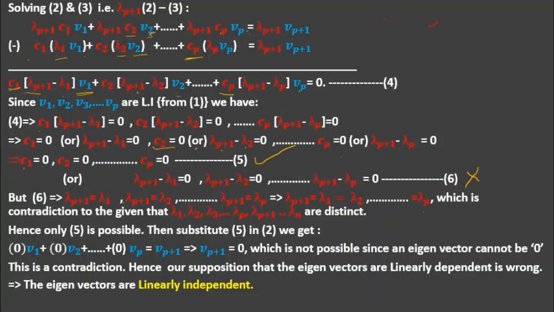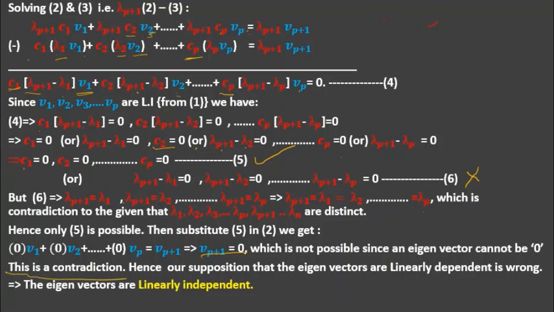Now take this up to this, C10, C20 and so on, Cp0, and substitute in equation 2 where you have a linear combination. You can check equation 2. So substitute, you will get 0 into V1 plus 0 into V2 plus and so on, 0 into Vp is equal to Vp plus 1, which implies you will get Vp plus 1 is equal to 0. That means an eigenvector is equal to 0, which is not possible since an eigenvector cannot be 0. Now this is also a contradiction.